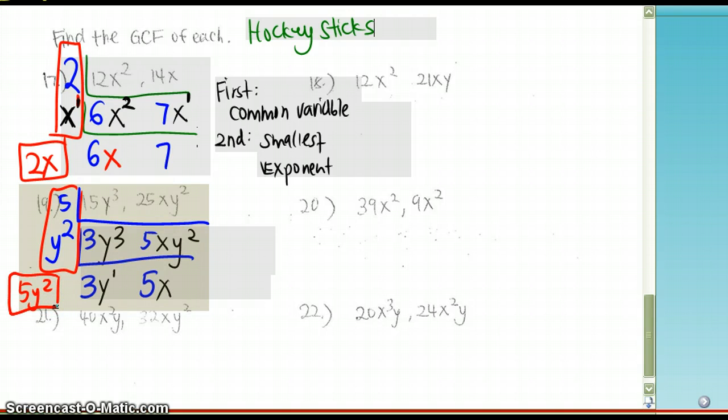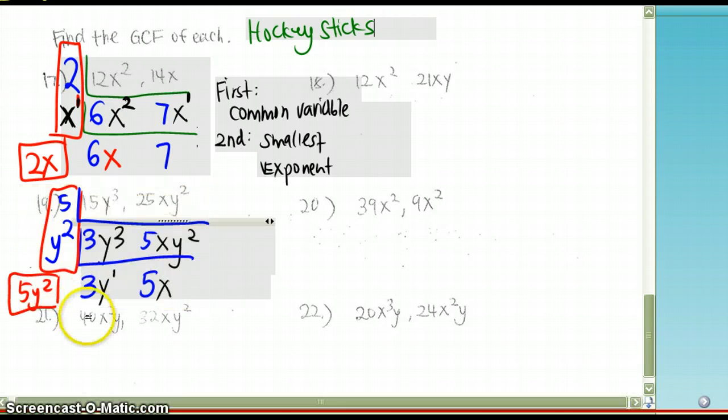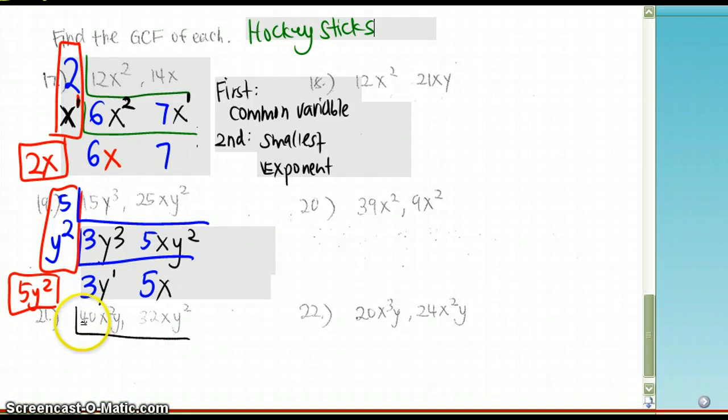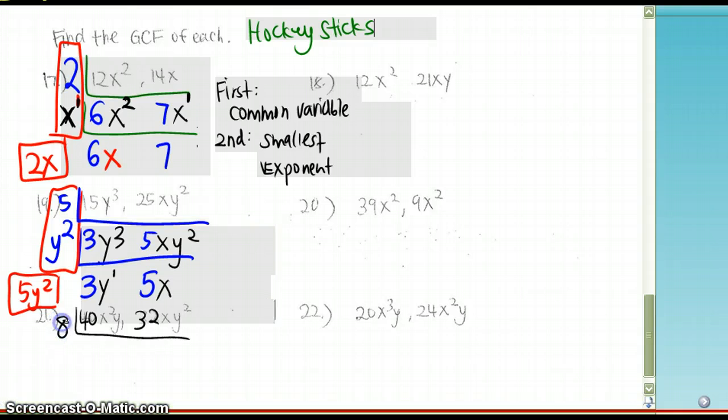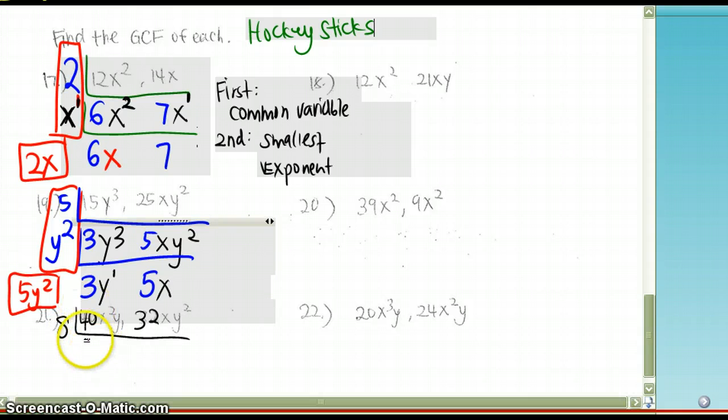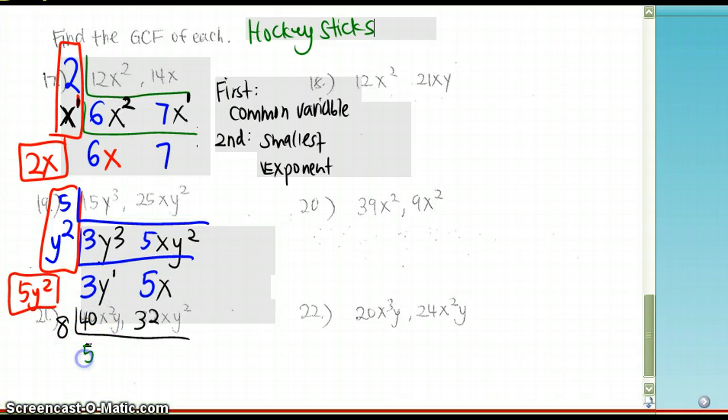Okay? And number 21, I'm going to do the hockey sticks. Take 40 and 32, and I can divide both of them, and I can start with a small number like 2. I can start with a number like 4, or I can even go up to 8. So whether or not you think of the highest number, the greatest number, it just means you're going to do more hockey sticks. So here I'm going to do 8. And when I divide 40 by 8, I get 5.